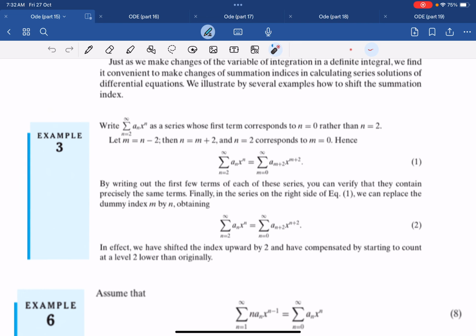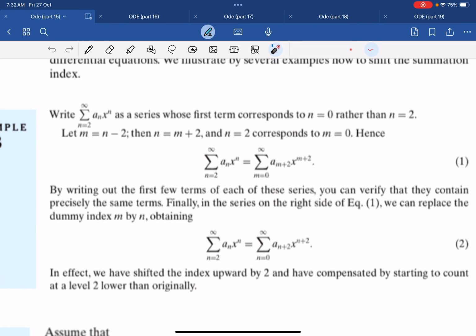You can also shift the index of summation, and this is a very useful trick to change this from 2 to infinity to 0 to infinity. All you need to do is replace n with m plus 2. So then this becomes m equals 0 to infinity, with m plus 2 here and m plus 2 here.